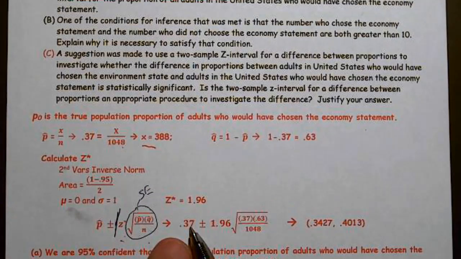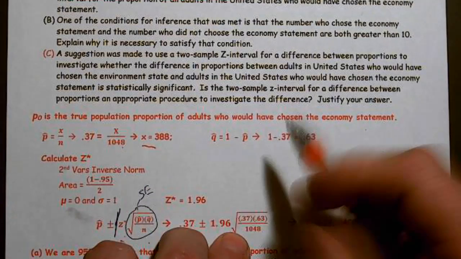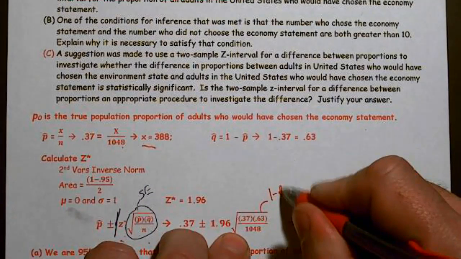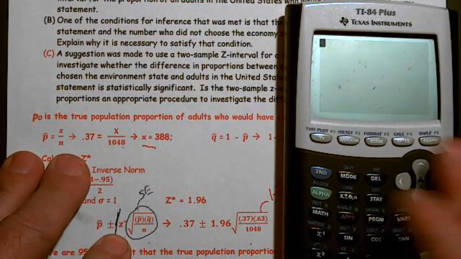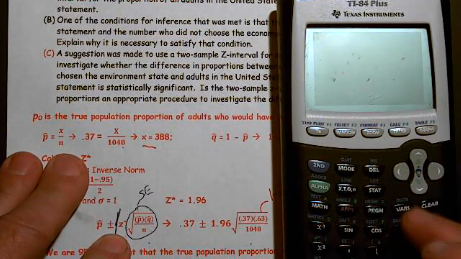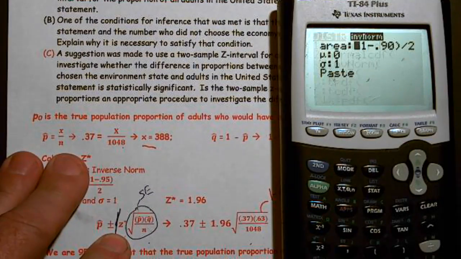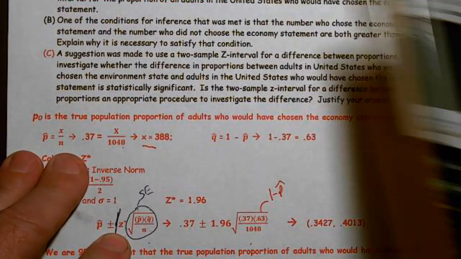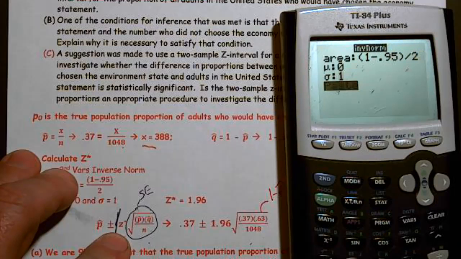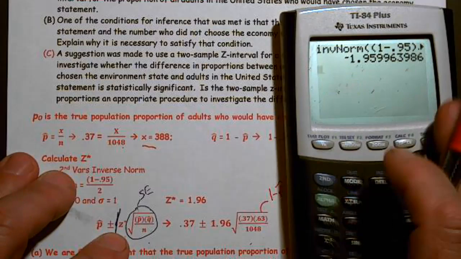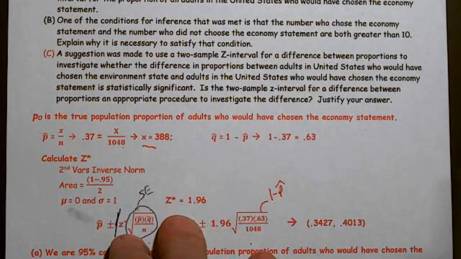So p hat is 0.37, and q hat, or 1 minus p hat, is 0.63. And our sample size is 1,048. We need to go get our z star. And as it says off to the side, where you go to do that is 2nd VARS, inverse norm, and we wanted to calculate a 95% confidence interval. So 1.96.